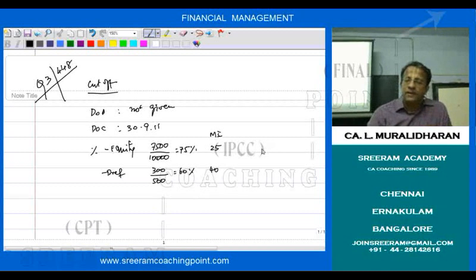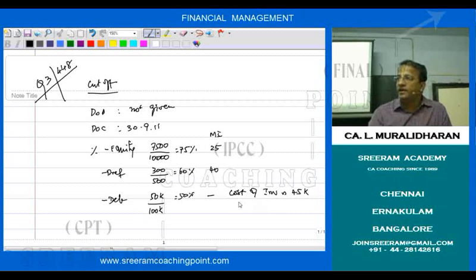Then they also have some debentures. What is the debenture face value? 50k out of 100k. So 50%, there is no question of minority interest there. The cost of investment is how much? 45k. Face value 50, bought at 45, definitely there is profit on cancellation.